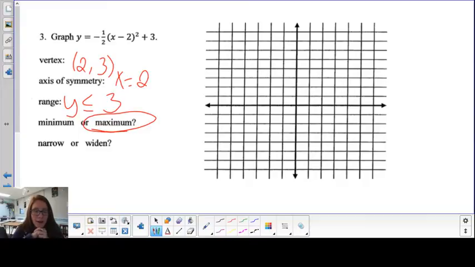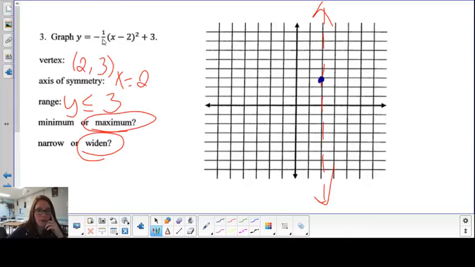Taking a look at a half, it's less than 1, so in this case it's going to widen. So we know that we have our axis of symmetry here at x is 2. I have my vertex at 2, 3. And I want to pick a point. And this time, I'm just going to go ahead and pick a point to the left, just because why not?